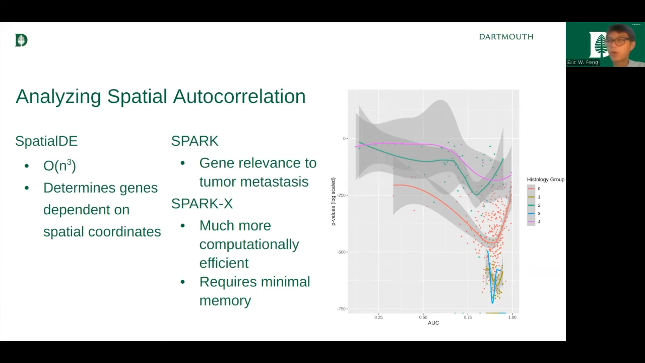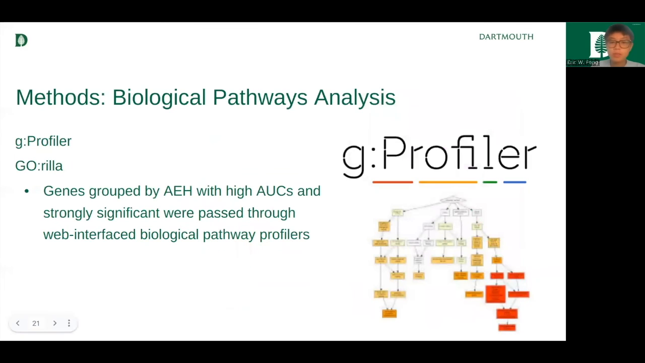And we also plotted our AEH information onto here, and we can identify 2 histology groups, 1 and 3, that could provide valuable embeddings for predicting metastasis, since they are accurately predicted by our models and capture spatial information. So we further looked into those 2 histology groups using web interface biological pathway profilers, specifically gProfiler and Gorilla. Since both of these had high AUCs predicted by the model and significant spatial dependence, they may be valuable in our further analysis for predicting metastasis.